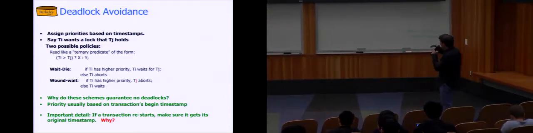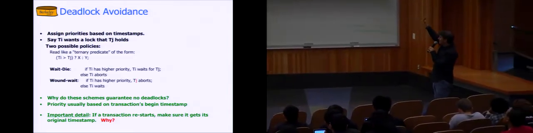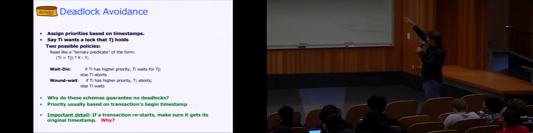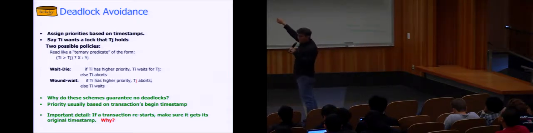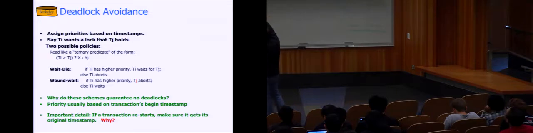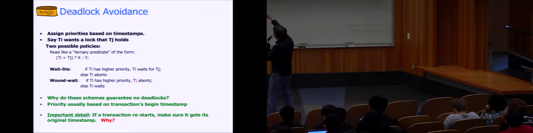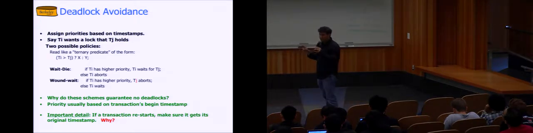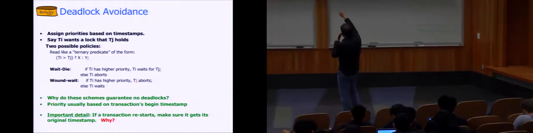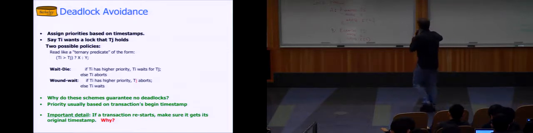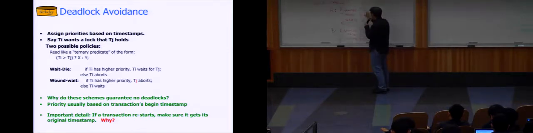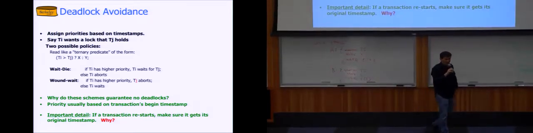You can read these like the ternary predicates in programming languages: you have a predicate, then a question mark, then if true, X, if false, Y. So the naming schemes are like that. Wait-die: if true, wait; if false, die. And what's the thing we're testing for? Priority, TI being higher priority than TJ. TI wants the lock. If TI is higher priority than TJ, it waits for TJ to finish, so it waits in that lock queue. If TI is lower priority than the granting guy, it just aborts. So that's wait-die.